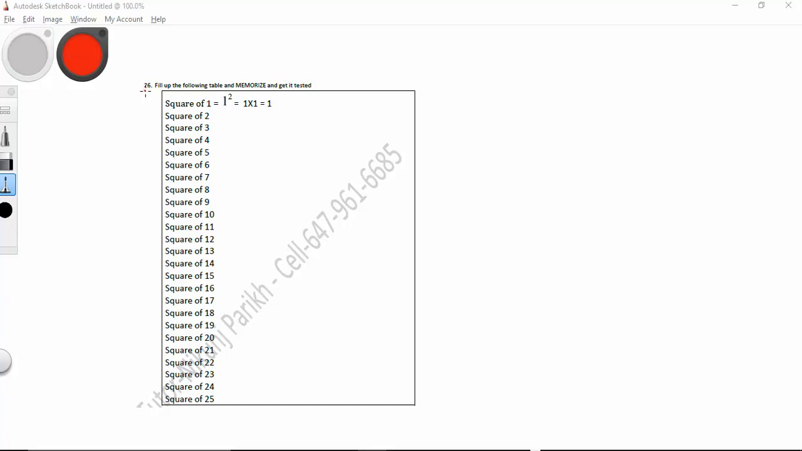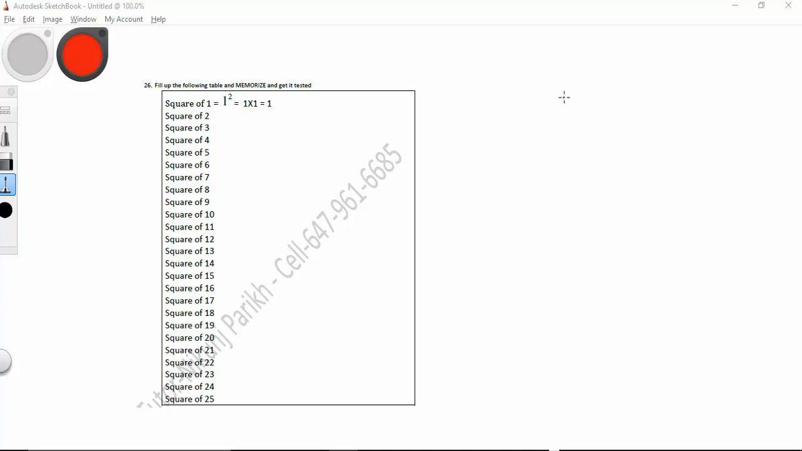Now we are going to learn how to solve exercise 26. Fill up the following table and memorize and get it tested. Now let us understand what this table is. You can see the first statement here. Square of 1 is equal to something, right?